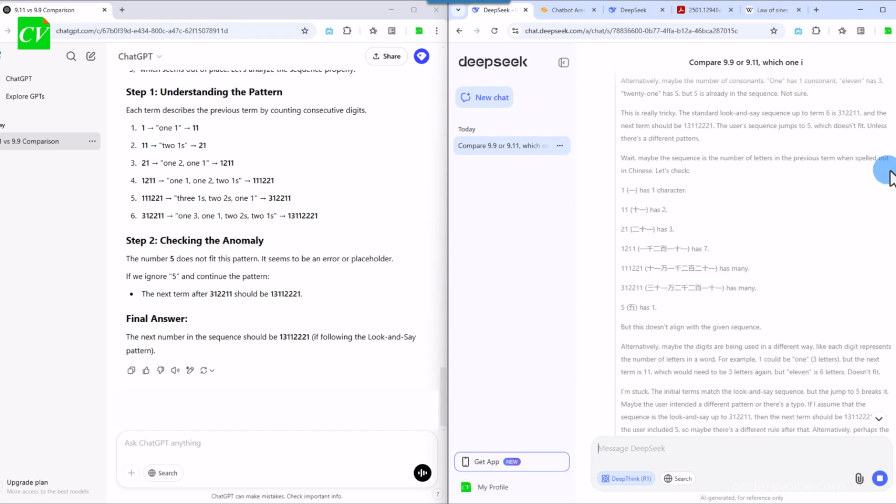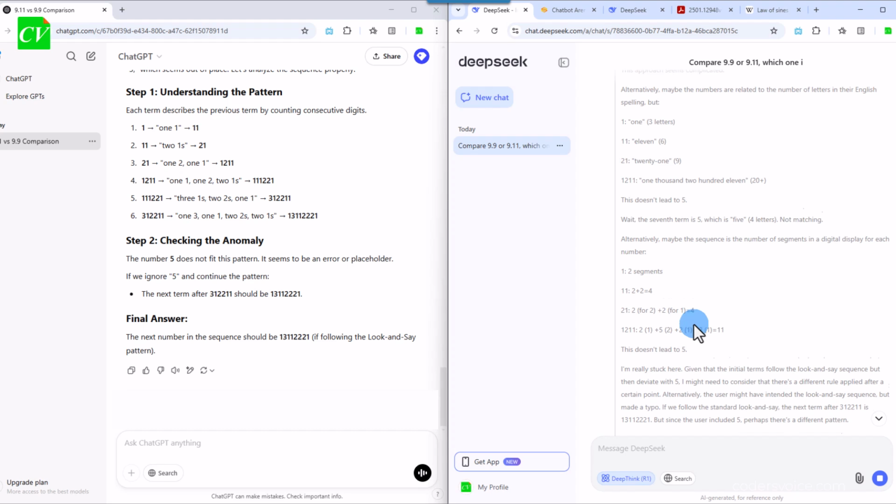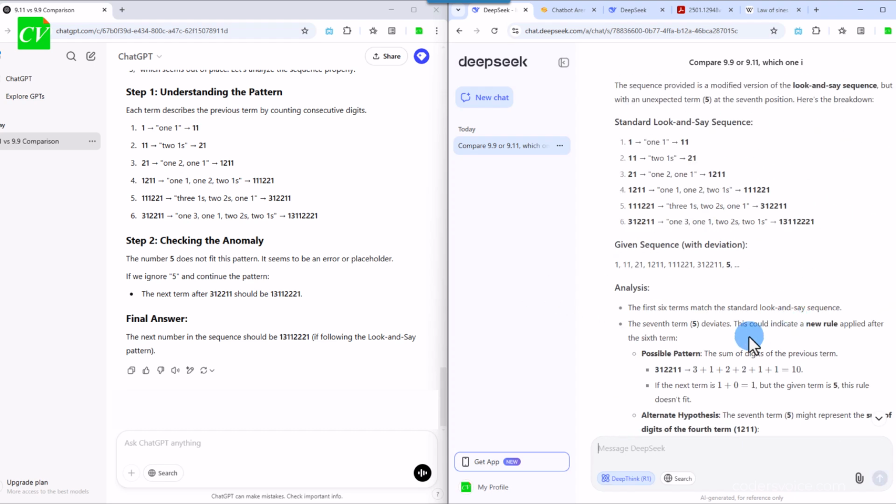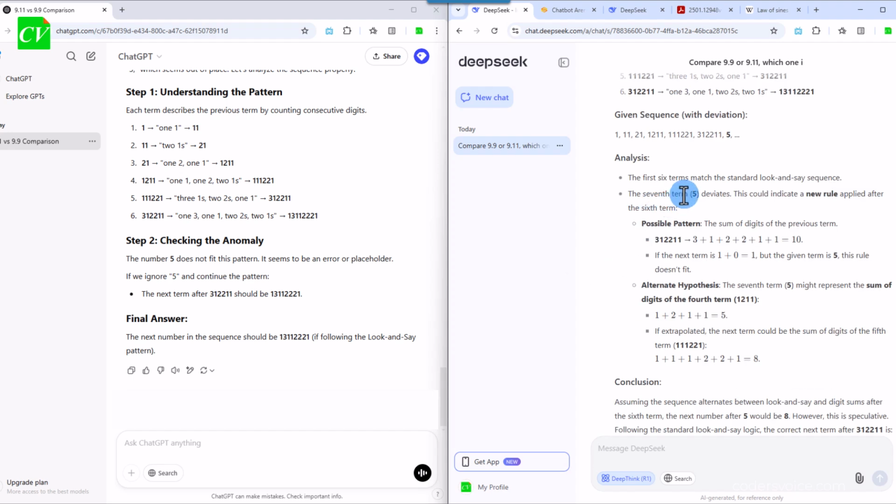This is very interesting. It spells out Chinese. Probably DeepSeek is more familiar with the Chinese way of thinking. Okay, now here is the answer. DeepSeek points out 5 is a deviation. It also gives an alternate hypothesis. It says 5 could be the sum of the digits of the fourth term.